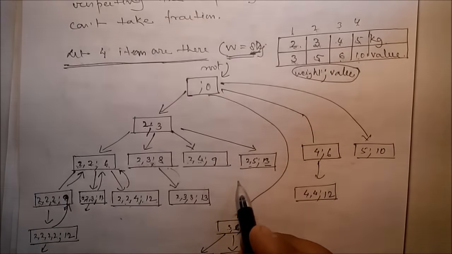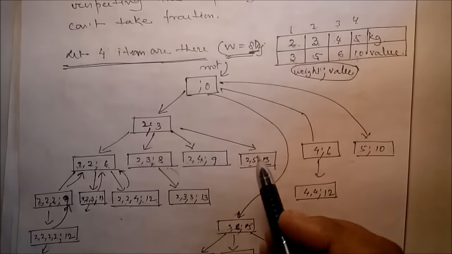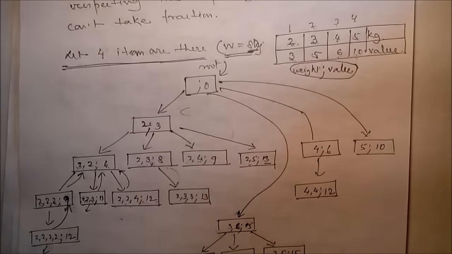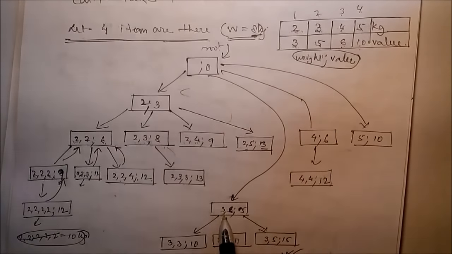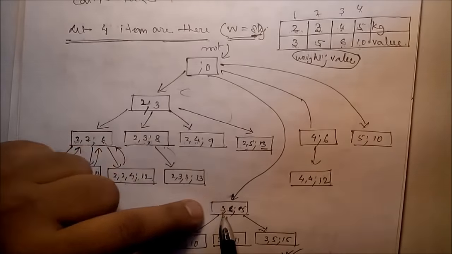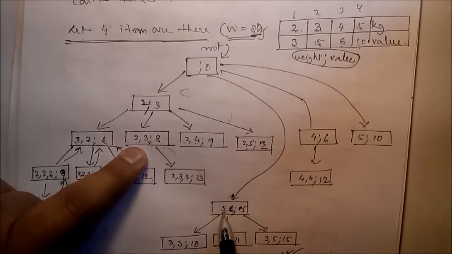Okay, can you take another item? First item. So 5 plus 2 is 7, 7 plus 2 is 9. We can't take it. Return back. Okay. Next, first item is the second item, 3. Can you take another first item? 2, 3, yes, but we should not because we have already explored.